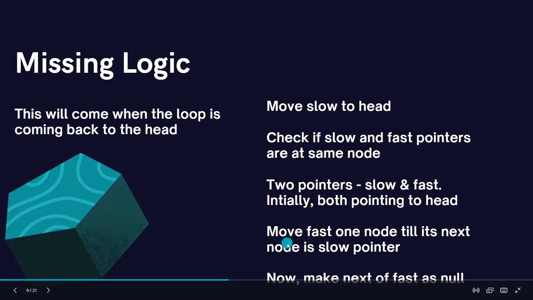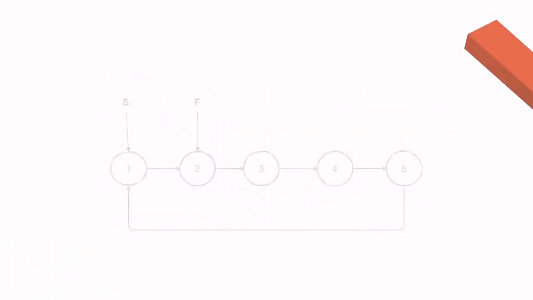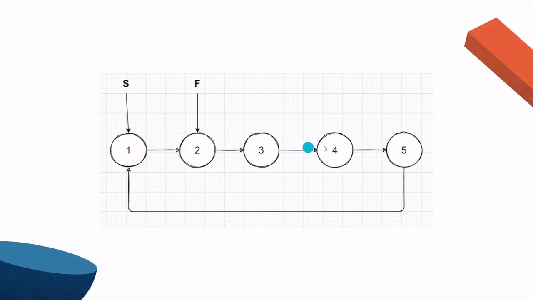So this is the logic, no, not this one. So we have to move our fast node one node at a time till its next node is slow pointer. So now we don't have to do slow dot next equals fast dot next. We have to do fast dot next equals slow. That's it. So now we are moving our fast node one node at a time, right?